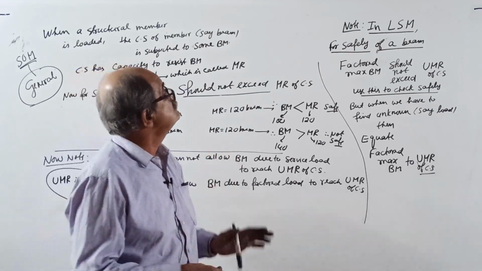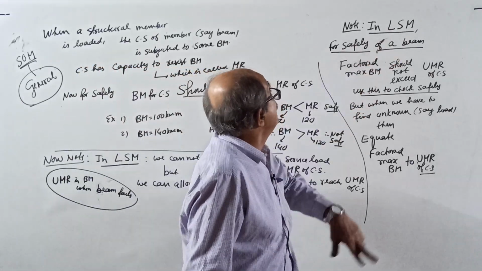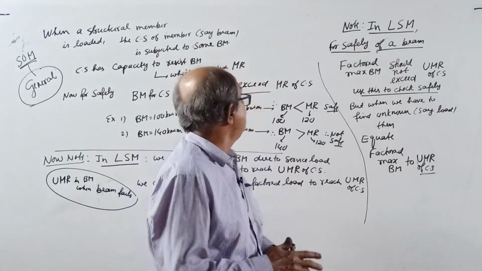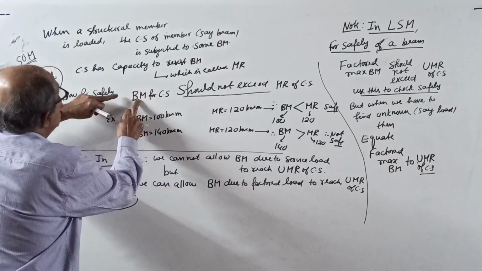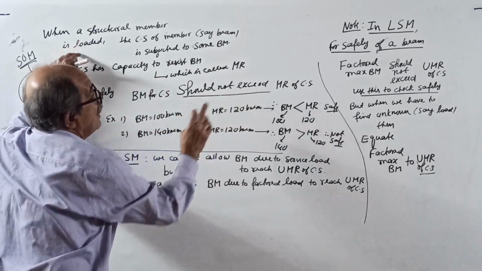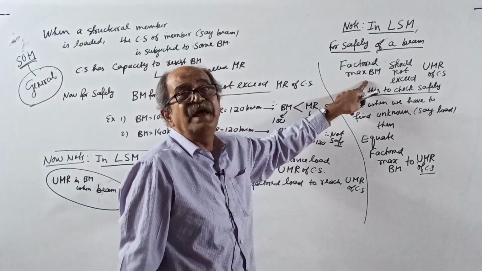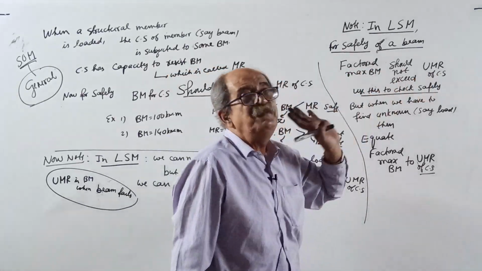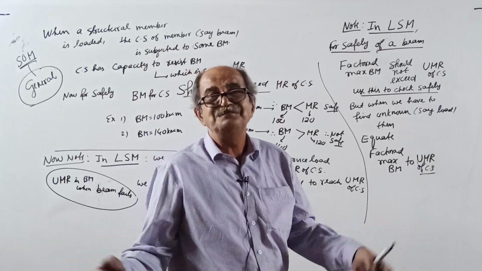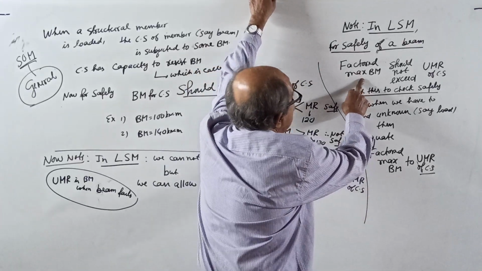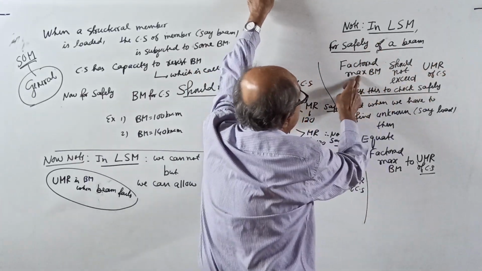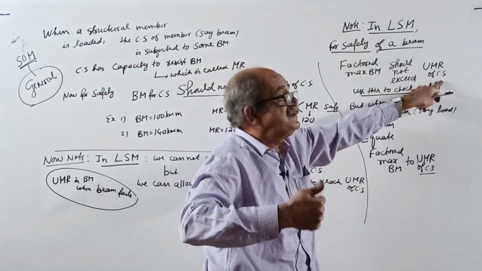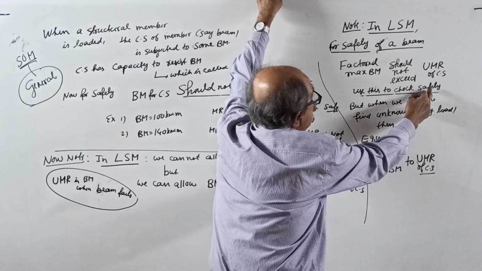Okay, done. Now, in limit state method, for safety of a beam, language changes now. See, here I told bending moment should not exceed MR. Here, you have to add extra. Factored bending moment should not exceed ultimate MR. Both are same. Factored bending moment should not exceed, see, this is the applied bending moment, factored. That is ultimate strength. Use this to check safety.